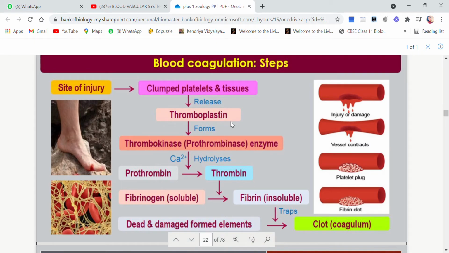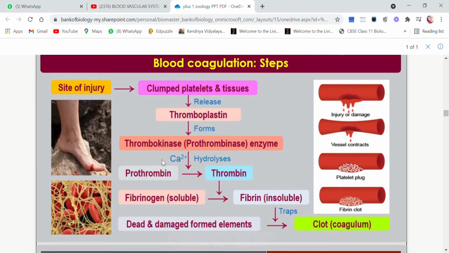Now, thromboplastin forms thrombokinase enzyme. Thromboplastin is responsible for the formation of this enzyme called thrombokinase, also called prothrombokinase. Now, this enzyme is responsible for making prothrombin active. Children, prothrombin is present in the blood in the inactive form. Now we want to activate prothrombin. So for activating prothrombin, we require this enzyme thrombokinase.